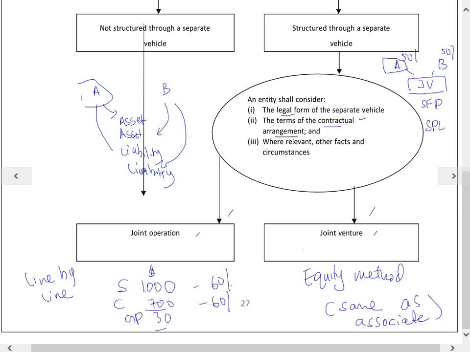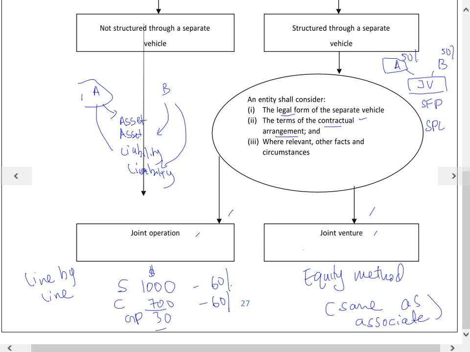You learned upstream, downstream just now? Yes. Can A sell to the joint venture? Yes. Can the joint venture sell to A? Yes. Upstream, downstream, same treatment. So if you know your associate well, your joint venture shouldn't have that problem. The problem is only joint operation. Joint venture, no issue. Okay?